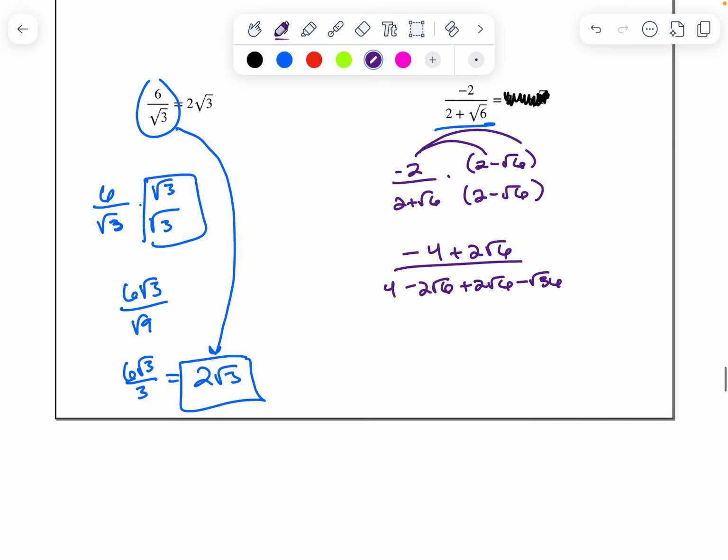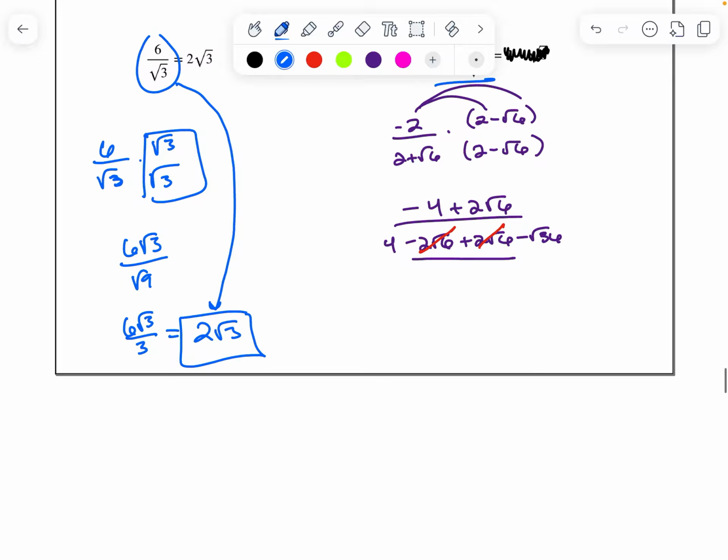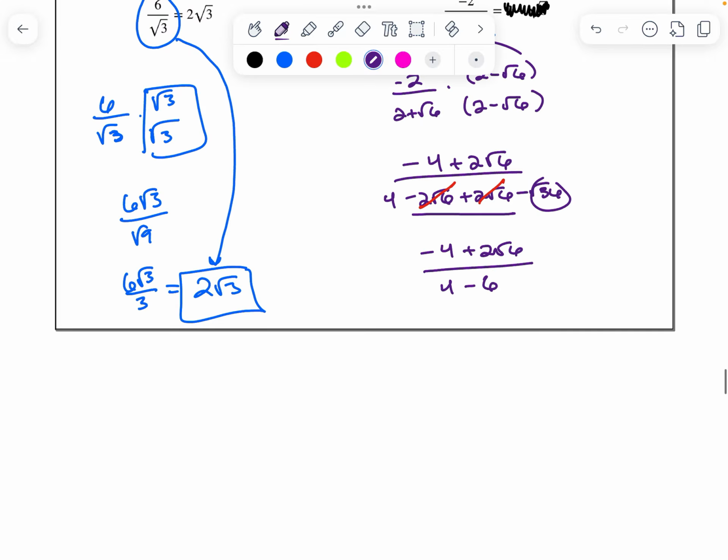All right, let's focus on the bottom for a second. Notice that these 2 items are the same but opposite. Those 2 items should cancel out every single time. They're opposite things. Positive 2 square root of 6 and negative 2 square root of 6 add up to 0 square root of 6, which is just 0. All right, let's keep going. We've got negative 4 on top plus 2 square root of 6. On the bottom I have 4 minus the square root of 36, which is just 6. All right, that gives me negative 4 plus 2 square root of 6 over 4 minus 6, which is negative 2.